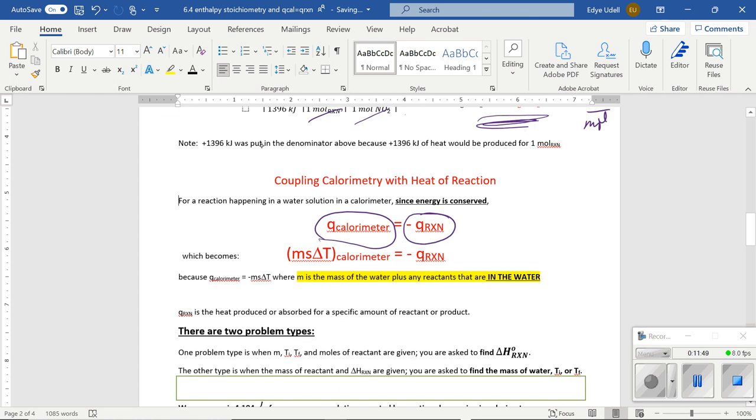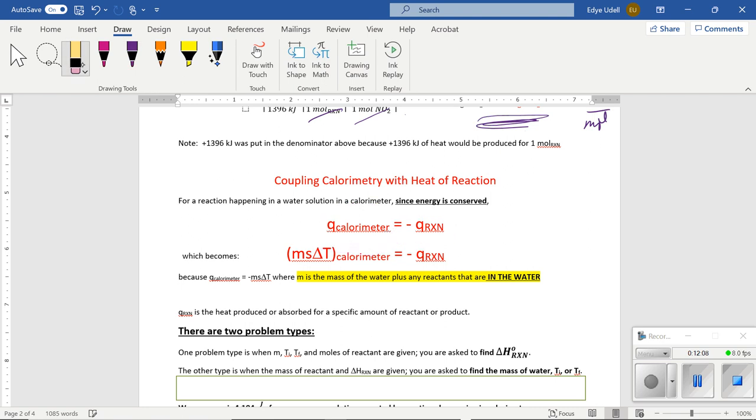So if a reaction's happening in water or in the calorimeter, then the heat given off by the reaction or taken in by the reaction is coming from the calorimeter or being given to the calorimeter. So this equation comes directly from the conservation of energy. You'll see calorimeters in class, we'll do some labs with calorimeters. The calorimeter has a heat change of m s delta T. Calorimeter is always a water solution for our class.